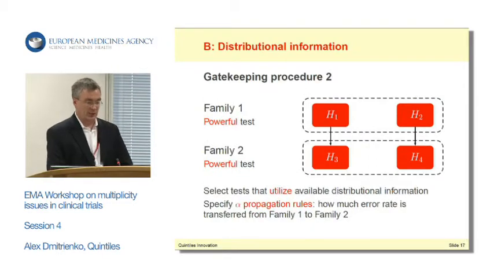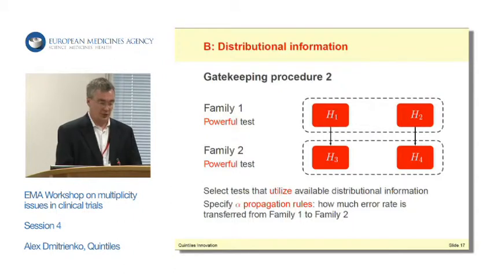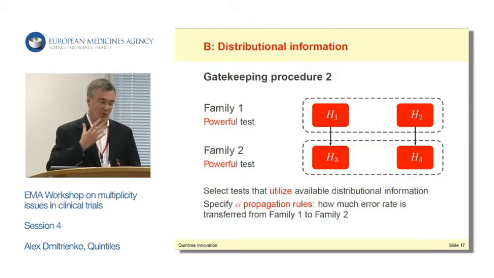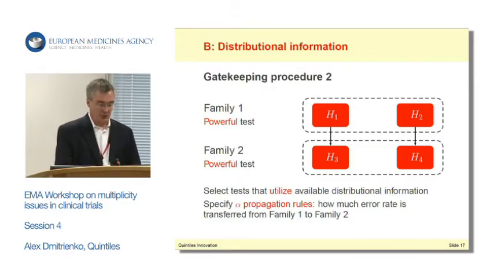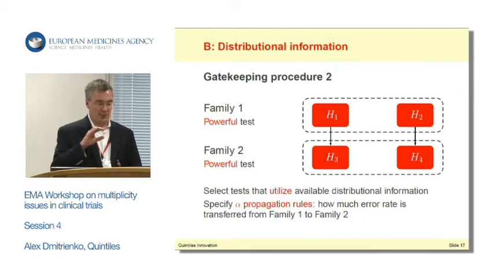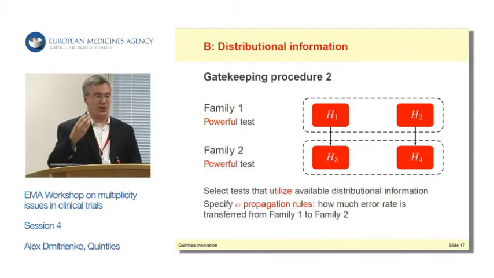This can be done. In fact, we've built a general statistical framework that enables clinical trial sponsors to build more powerful gatekeeping procedures. The basic idea is that you define those two families, and then within each family you apply a pre-specified powerful multiple test, and then whenever you see a significant result, a certain fraction of the overall alpha is going to be released, and then you can apply it in the second family. This is obviously a very informal description. Formally, it's known as a set of alpha propagation rules.